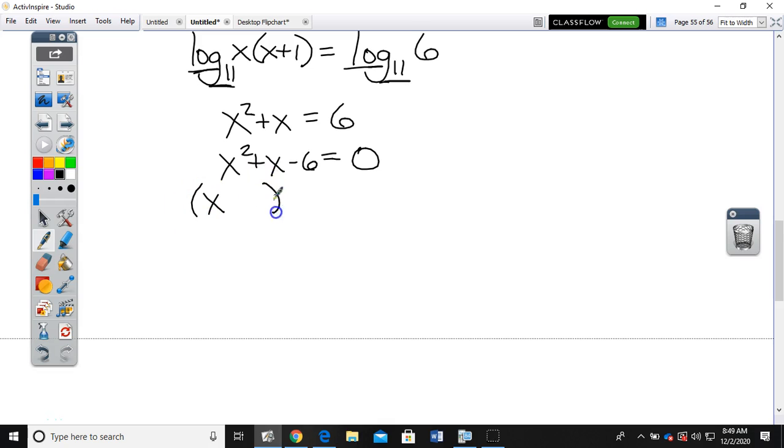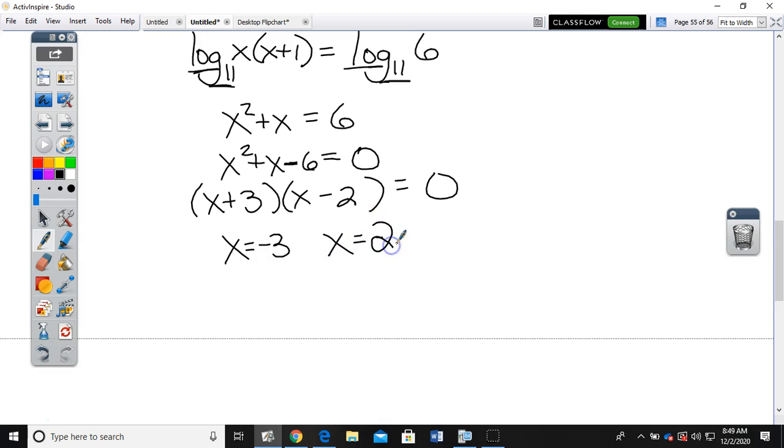That's what I did. So that will be x and x, what two numbers multiply to be -6 and add up to 1? +3 and -2. So this x will equal -3, and this x will be +2. So you have two answers for that.